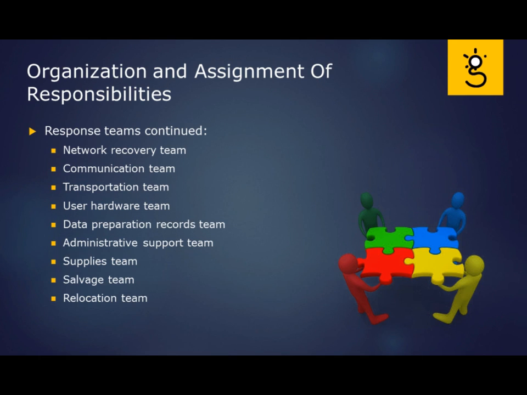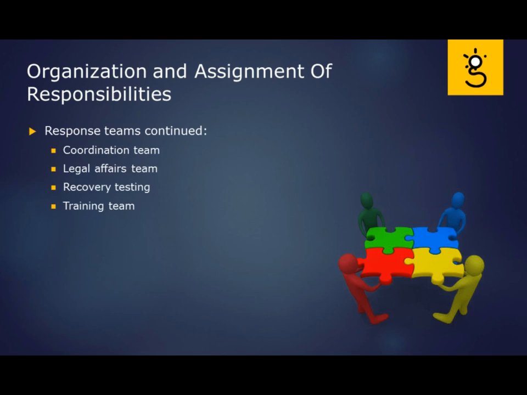All of these, and by the way, if you're thinking, oh my goodness, I only have 20 people in my company, not all of these teams may be useful for you. Some people may be responsible for multiple parts of these teams, in which case you need to know what the prioritization is as far as their duties, but it's a part of what you can see in a plan. You also need the coordination teams, legal affairs, recovery testing, and a training team just to train people on what their teams are.